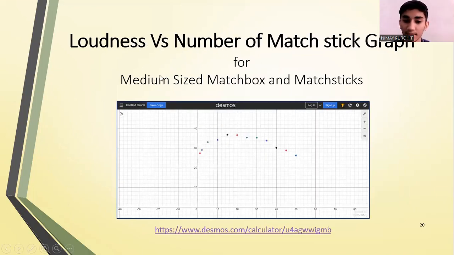This is the graph for a medium size matchbox and matchsticks. Similar to the small size, it looks like a parabola. First it increases, then after some time it decreases.